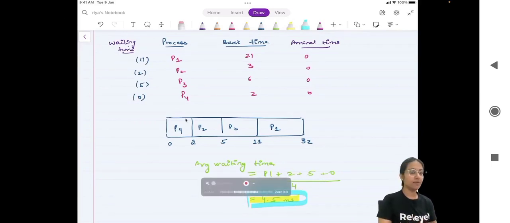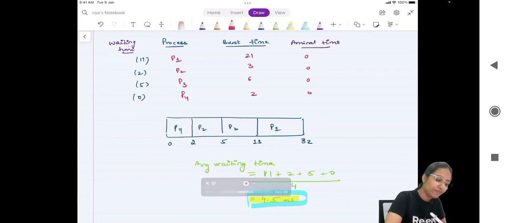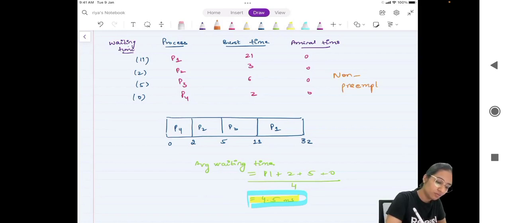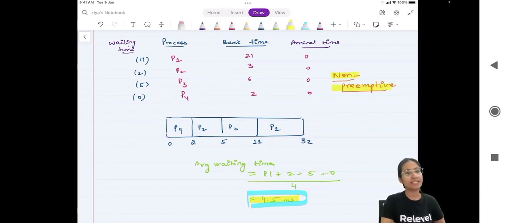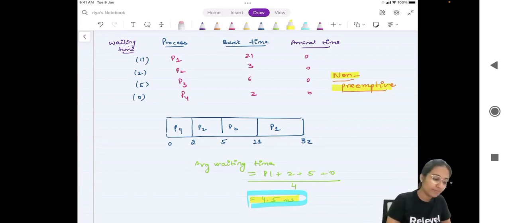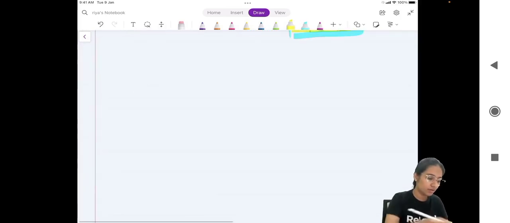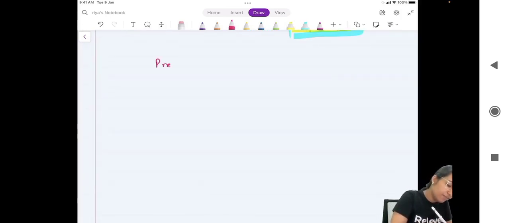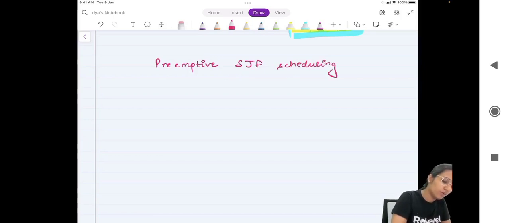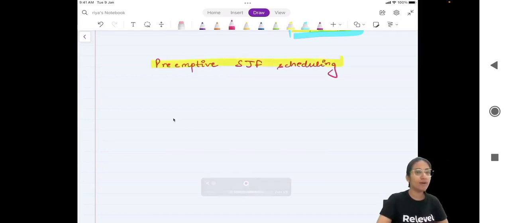And this is the non-preemptive version of the shortest job first scheduling algorithm. Okay, let's also see a preemptive version of shortest job first scheduling. Let's take an example for that as well.